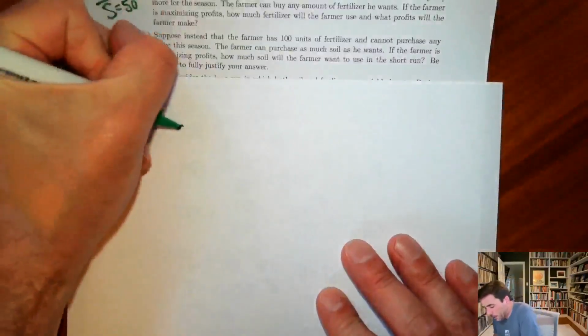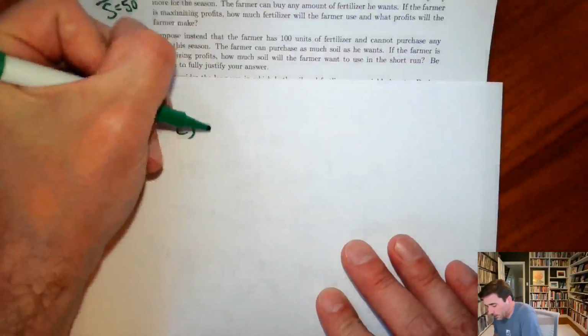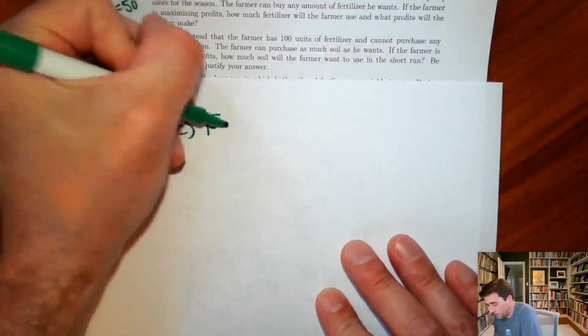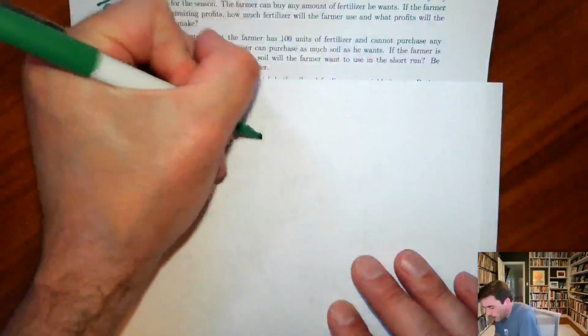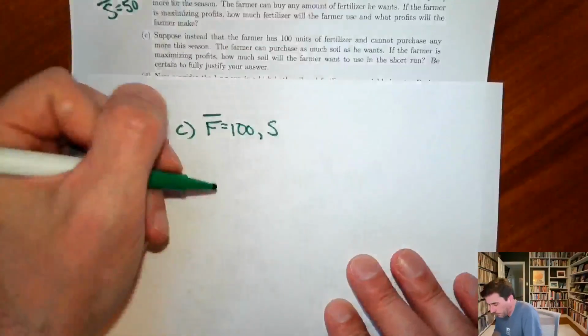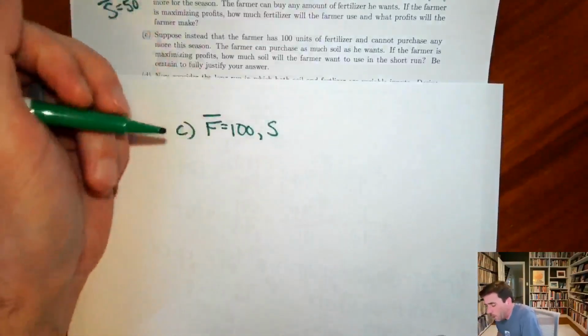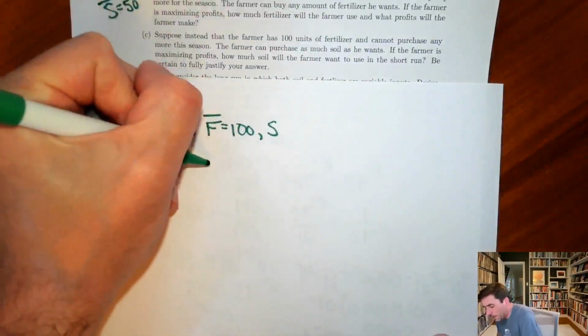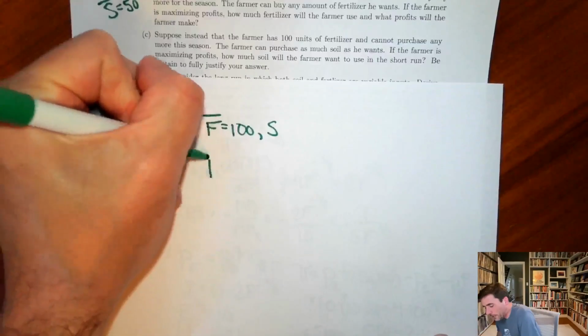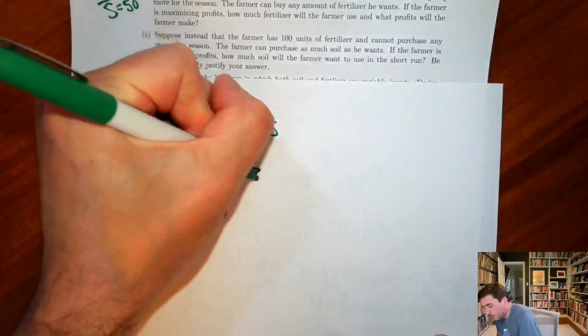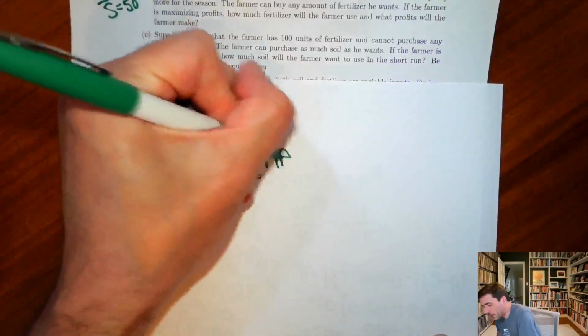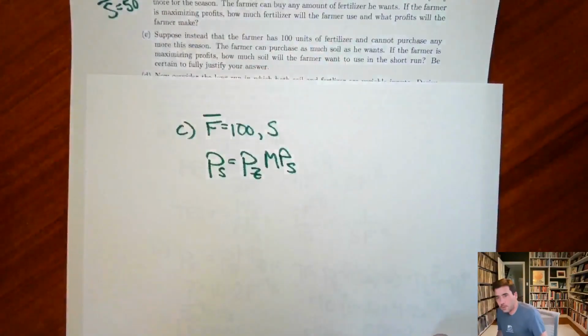So in this part C, what's different is that fertilizer is fixed at 100, and S is variable. So what do we want to do? Well, we could try doing the same thing as before, where we set the price of the variable input equal to its marginal product times the price of the output.